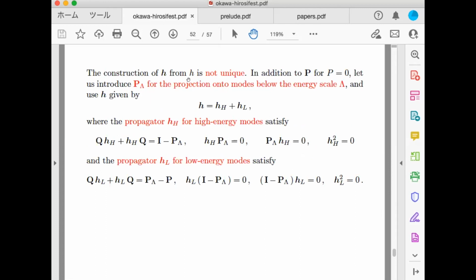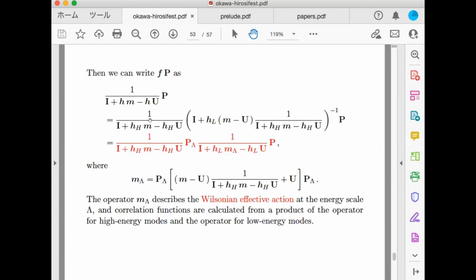Especially, the construction of the boldface operator H from H is not unique. So in addition to the projection to 0, we can introduce a projection of the modes below a certain energy scale. So we can do the path integral in 2 steps: integrate out the higher energy modes first. Then we can construct the boldface H, which satisfies the same algebraic relation, with HH and HL, where HH is the propagator for high energy modes, and HL is for low energy. Then this is the operator which contains information on the correlation functions, and it is a simple calculation of linear algebra.